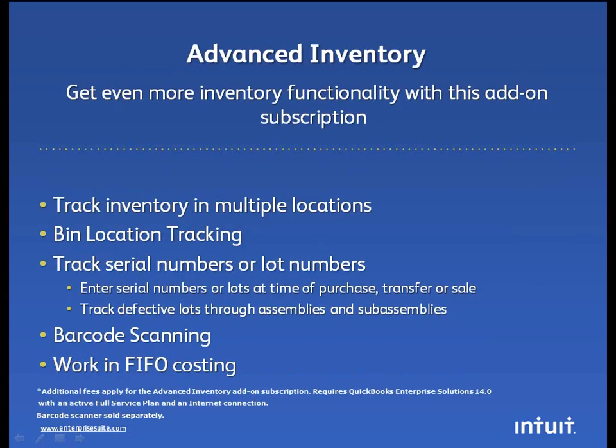You can get even more inventory functionality with our Advanced Inventory add-on subscription. Advanced Inventory allows you to track inventory in multiple locations. It will also allow you to track inventory down to a bin location inside of a warehouse location. It will allow you to track serial numbers or lot numbers right in QuickBooks Enterprise. It includes the ability to scan barcodes onto sales and purchase forms. And it allows you to work using FIFO costing versus the standard average cost.